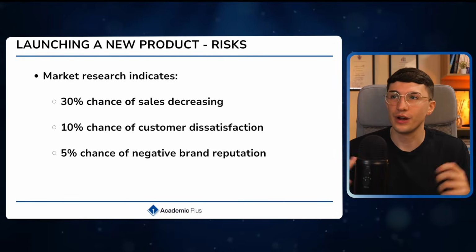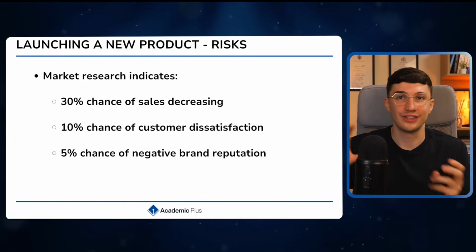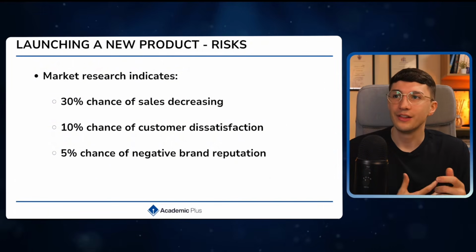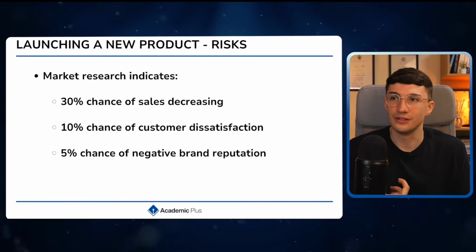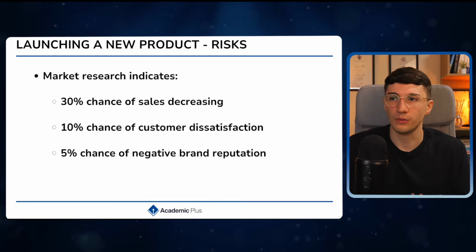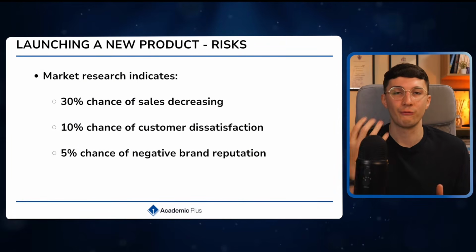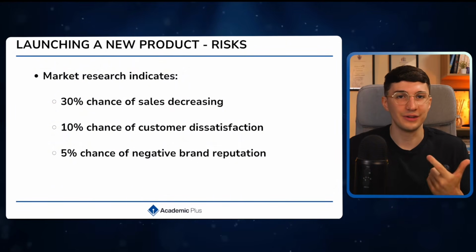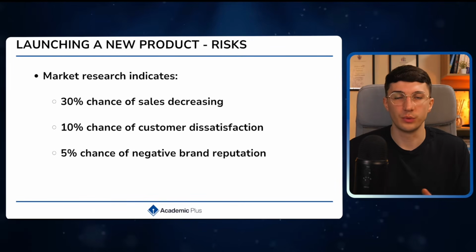So just examples of risk, well, maybe that we are looking into launching that new product like we just did with that decision tree. So what our market research might identify is that there's a 30% chance likelihood of our overall sales beginning to decrease. There's a 10% chance likelihood that our customers may be dissatisfied with the quality, and there's a 5% chance likelihood that we may have a negative brand reputation from this, because we know launching new products can be a risky thing to do, because there's no guarantee that our customers will like the new product that we're launching.